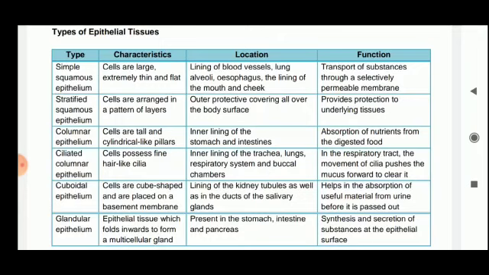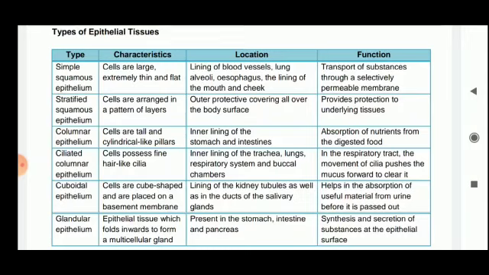Now come to the second type, stratified squamous epithelium, and these cells are arranged in a pattern of layers. That is why the term stratified is used. Its location is the outer protective covering all over the body surfaces, and its main function is that it provides protection to underlying tissues.